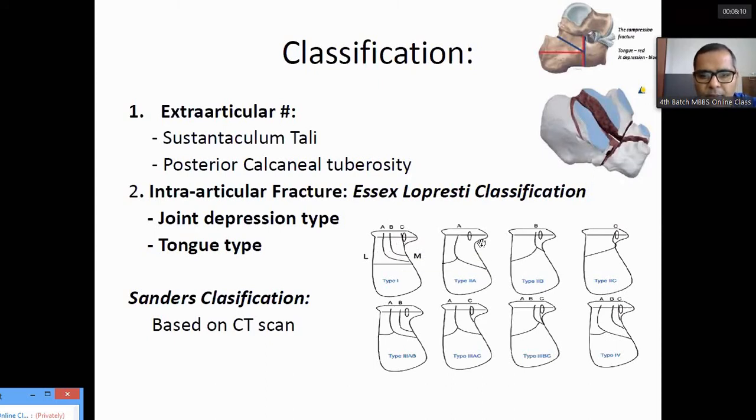Based on the fracture pattern, the location of the fracture, Sanders has given the classification. It's a bit complicated and not required at this level.